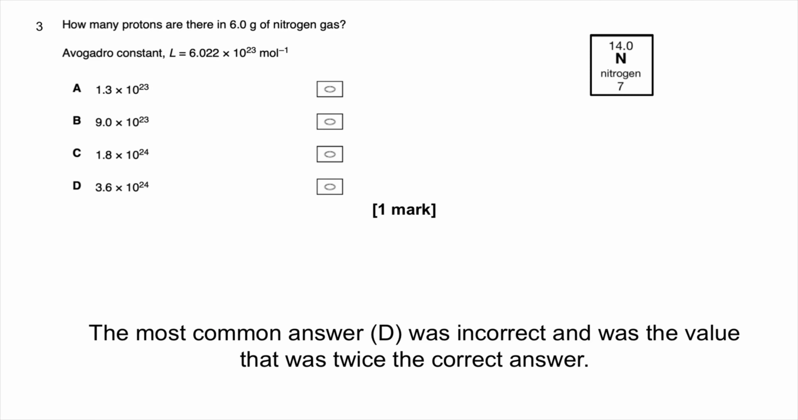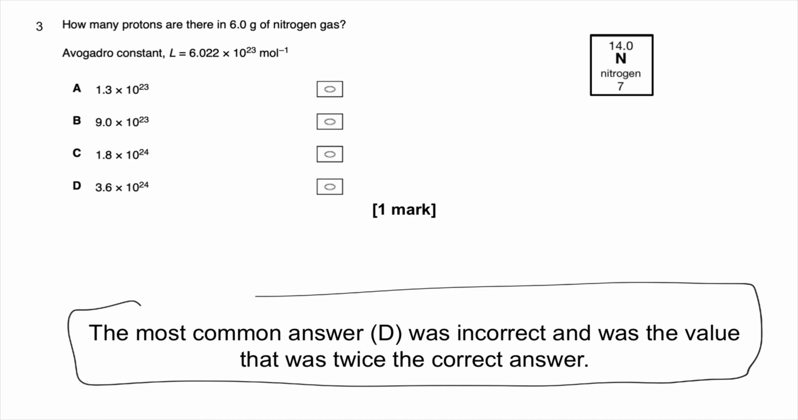So the examiner's report on this question says that the most common answer, D, was incorrect, and that was a value that was twice the correct answer. So I suspect what people have done is they've used the relative atomic mass of nitrogen being 14 as opposed to the relative formula mass of a molecule being 28.